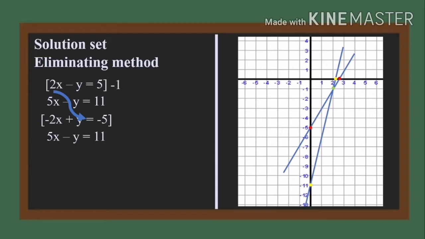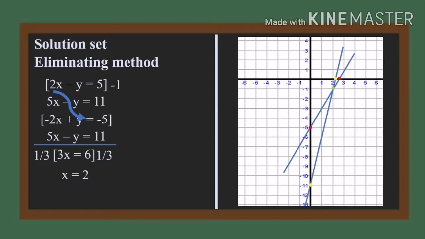Cancel out the y, and then get the sum of the two equations. The sum of the two equations is 3x is equal to 6. To get the value of x, we need to divide both sides by 3 or multiply both sides by 1/3. And the value of x is equal to 2.